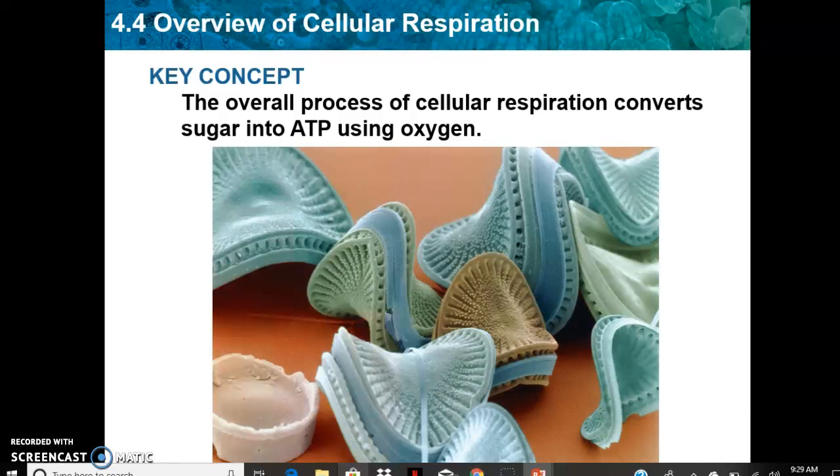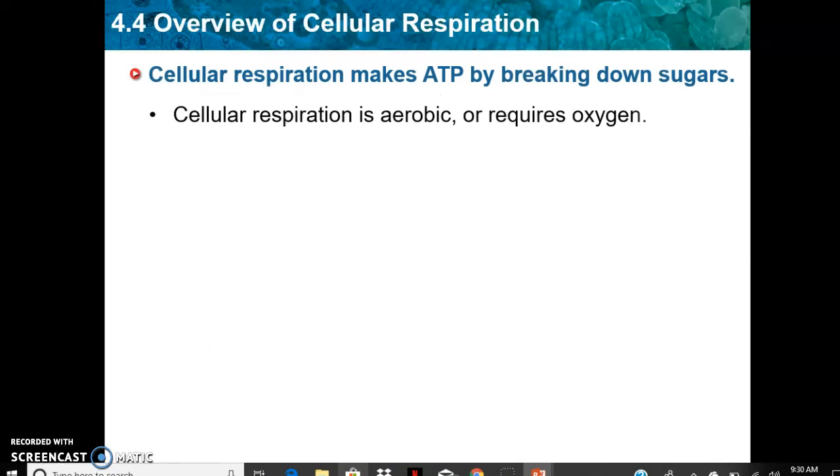So cellular respiration is going to happen inside of the mitochondria. And this is the overall process that converts sugar into ATP. And this is a process that is going to use oxygen. So cellular respiration is going to convert sugar into ATP. It uses oxygen, and it happens inside of the mitochondria. So again, cellular respiration makes ATP by breaking down sugars, and so this is going to break down sugar products, which of course are carbohydrates.